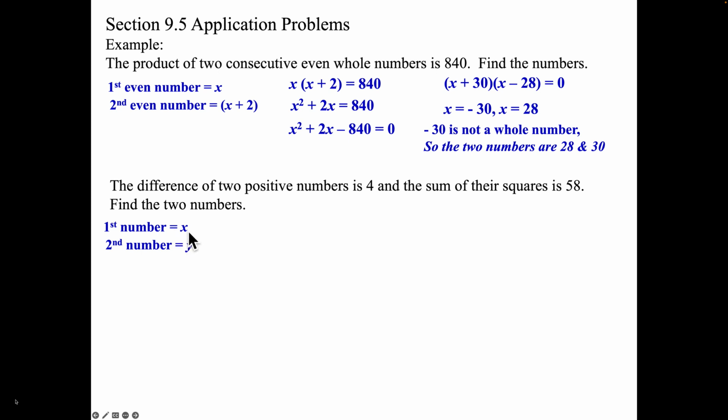And in this case, it's good because they give us two equations. The difference of the two positive numbers is 4, and the sum of their squares is 58. These are two equations here. So my first equation, we're just going to take the x minus the y and set it equal to 4. Now the sum means we're going to add, and the squares means we're going to have to square the x and square the y, and then add them together and say that's equal to 58.